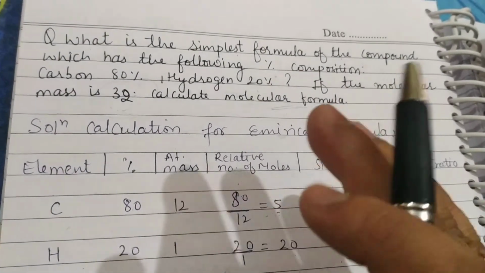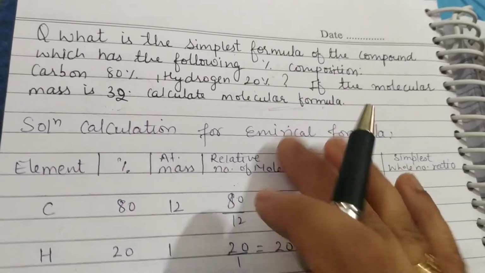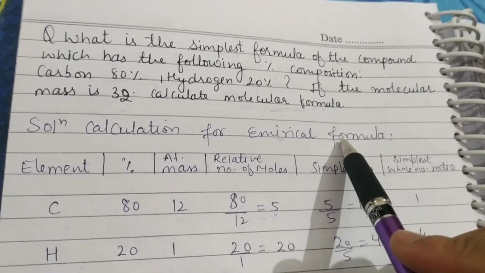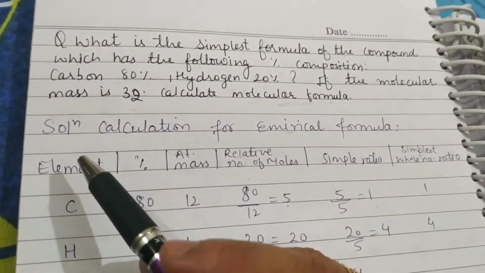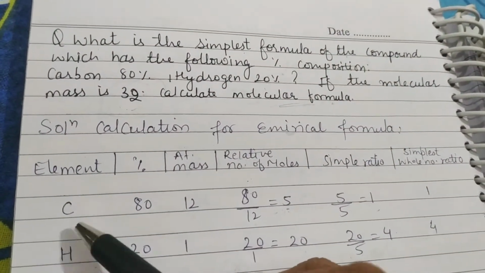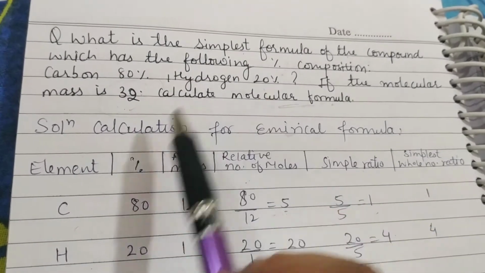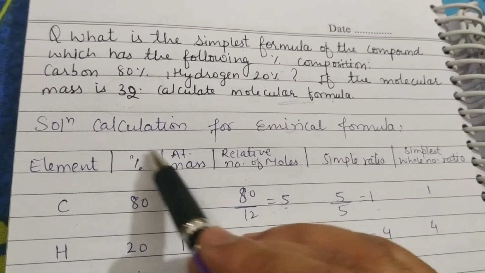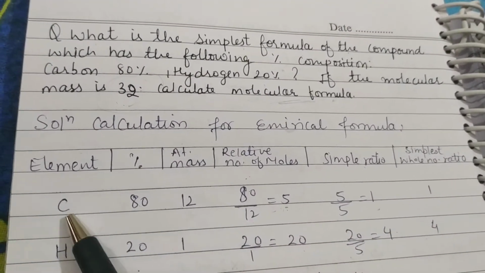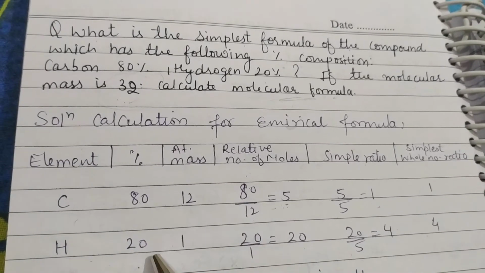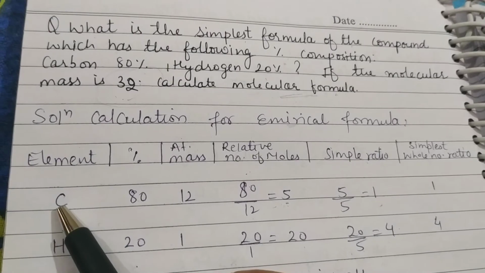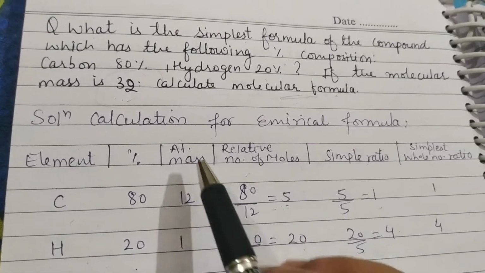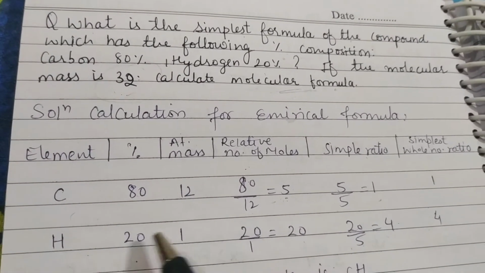So the first step to finding the molecular formula is to calculate the empirical formula, and we know how to calculate the empirical formula, right? Firstly we will write the elements which are given to us, that is carbon and hydrogen. After that we will write the percentage amount which is given to us. Carbon is given 80% and hydrogen is given 20%, right? The atomic mass of both the elements we will write. The atomic mass of carbon is 12 and hydrogen is 1.